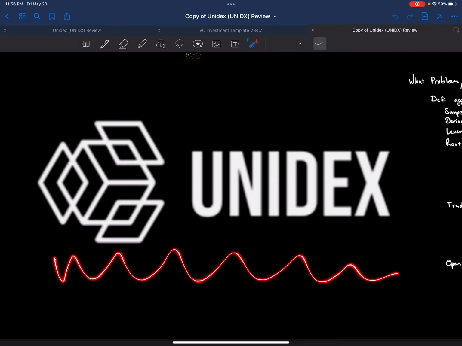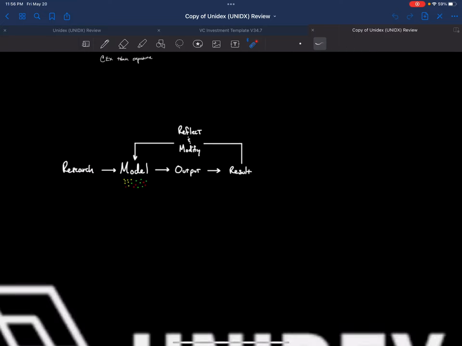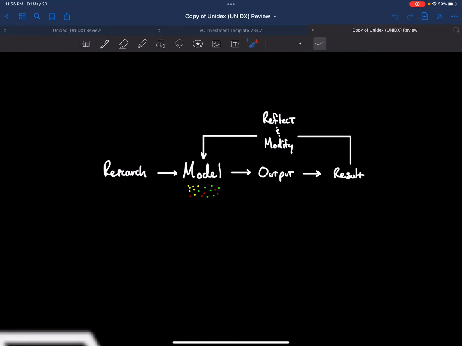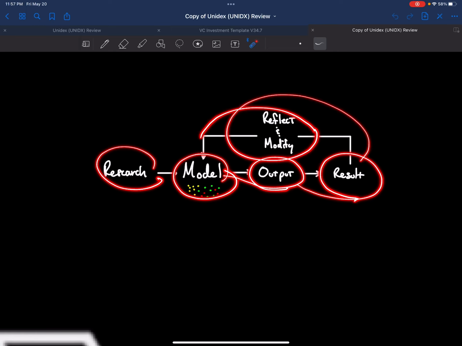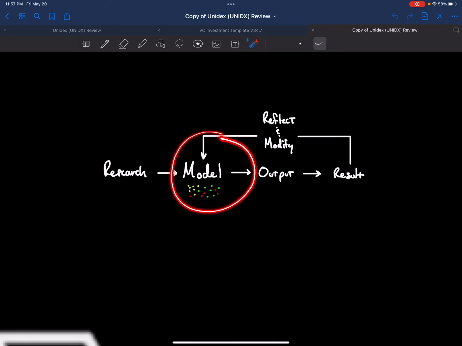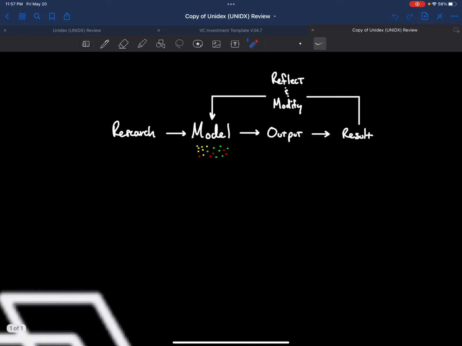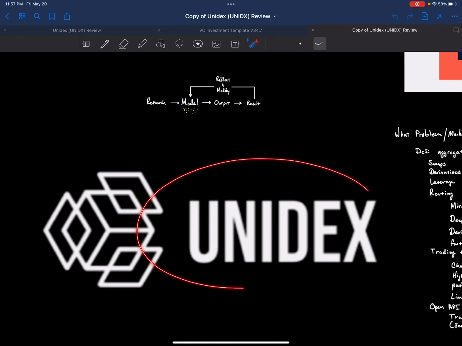Today we're going to review Unidex and run it through my model. For those who are unfamiliar with how my channel works, what I do is I do research, I put it into a model. That model has an output. I evaluate the output over time, the result. I reflect and attempt to modify the model to have more accurate outputs to more reflect reality. That's the basics of how this channel works. And the project that I'm going to run through the model in this video is Unidex.